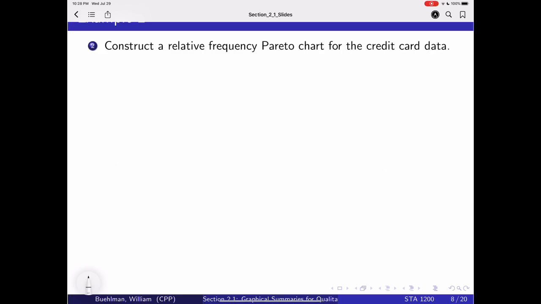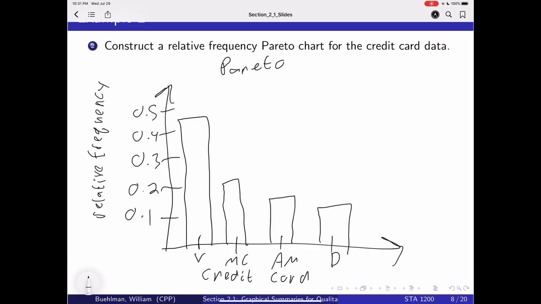Next, we're going to work on a Pareto chart. So remember, a Pareto chart is just organized from largest to smallest. And in this case, we're doing it for relative frequency. So I will create that graph and you will see it in one moment. So this is the Pareto chart for the relative frequency.